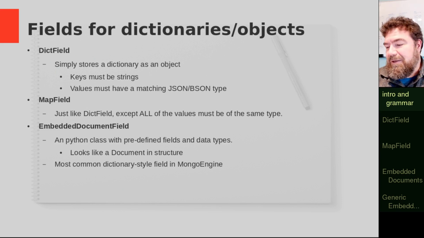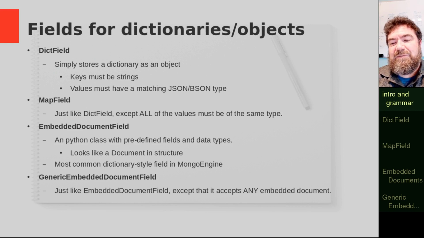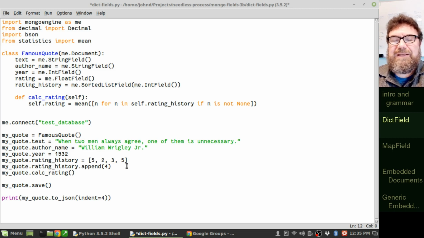And then lastly, we've got a GenericEmbeddedDocumentField, which is very similar to EmbeddedDocumentField, except that EmbeddedDocumentField is declared to be for just one embedded document, whereas in GenericEmbeddedDocumentField, you can put any embedded document in there. We'll look at some examples of that. Let's go ahead and jump right into DictField.